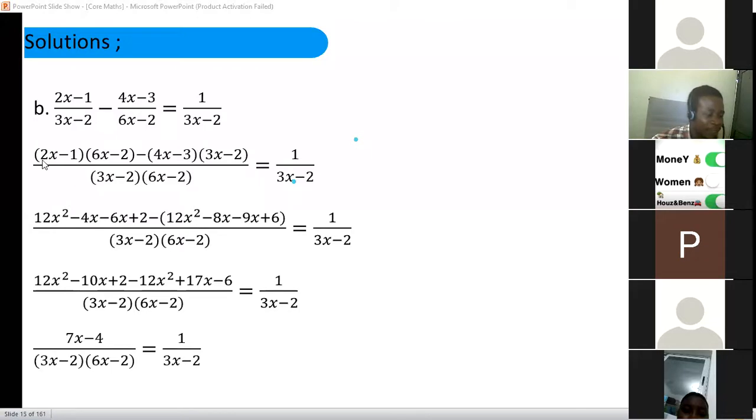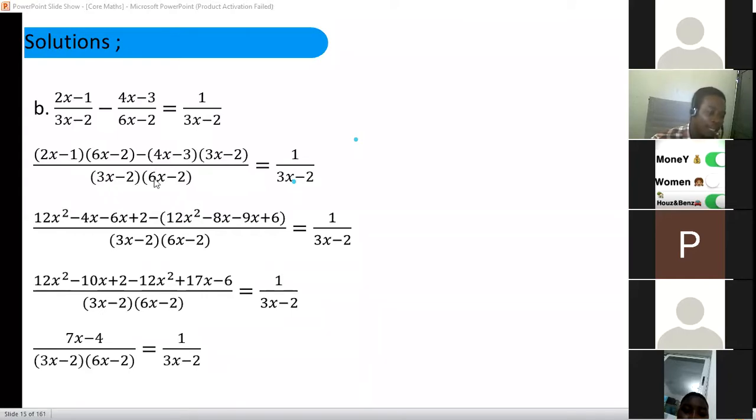2x times the first bracket here, 2x times 6x will give me 12x squared. 2x times minus 2 is minus 4x. Then minus 1 times 6 is minus 6. Then minus 1 times minus 2 will give us plus 2. Then minus, here, let's put the whole thing into a bracket because of the minus sign. So we are going to do the expansion in the bracket.